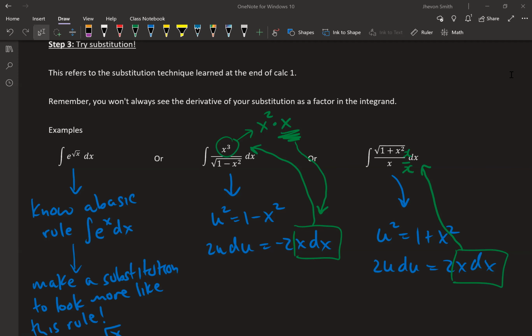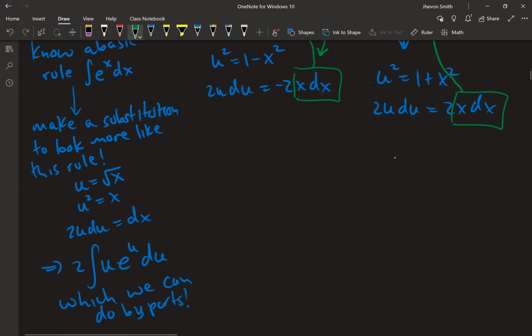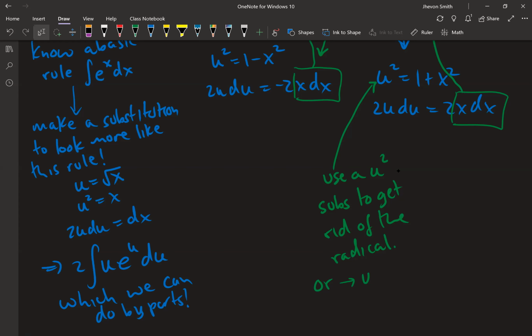I would use a u squared substitution whenever it's convenient. So because of the radical here, I use a u squared because of the radical. Or you can see it by saying set u equals the square root of 1 plus x squared, and then you'd be able to just square both sides and get that.